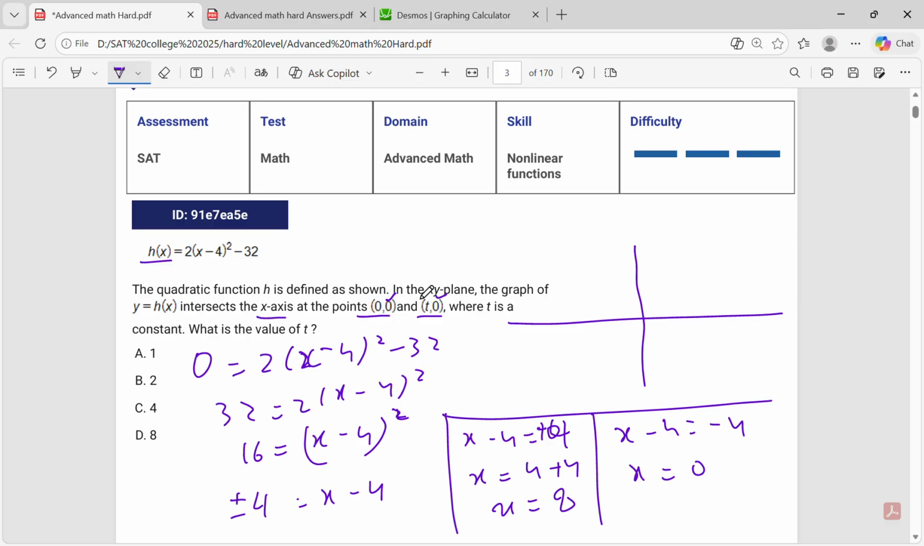But if you look here, it says t is non-zero, right? So t will be 8 here. Okay, so our answer is 8. So this is our answer.